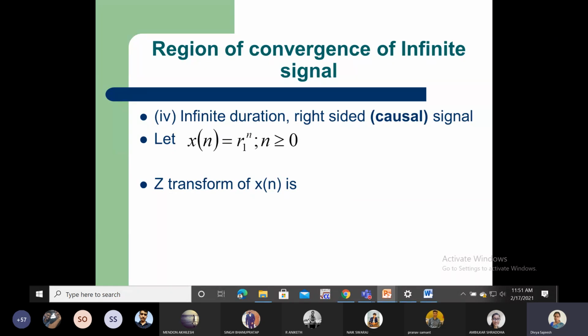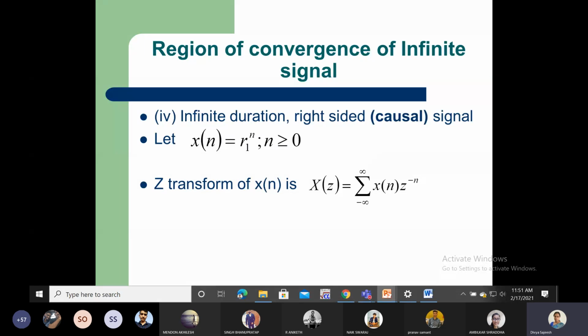Okay. So r raised to n, where n is defined from greater than or equal to 0. Now for the Z transform, we are applying the equation of the Z transform, which is, as Shraddha told, from minus infinity to infinity. X of n is your original signal, which is defined here as r1 raised to n. Okay, it is multiplied with z raised to minus n.